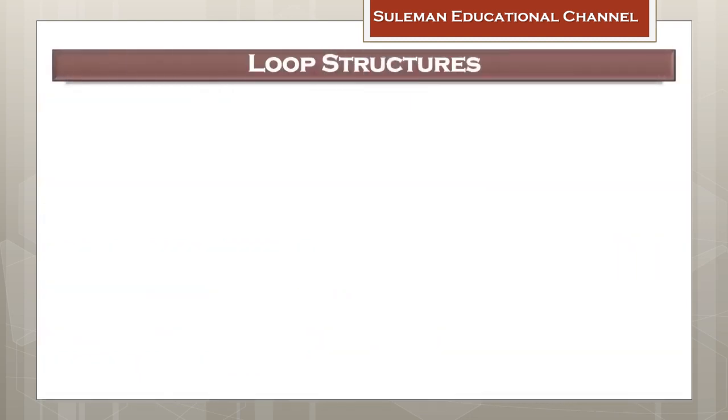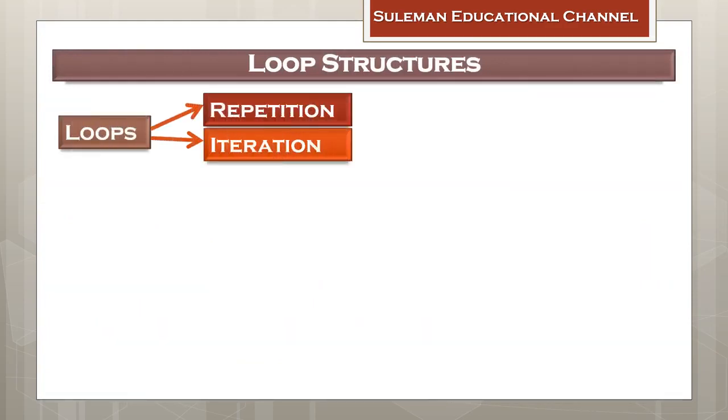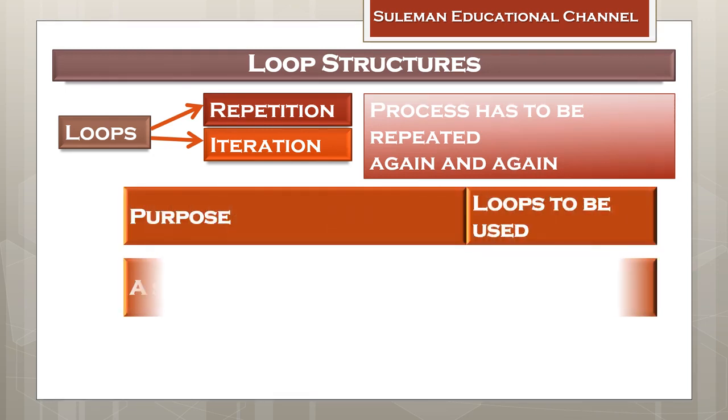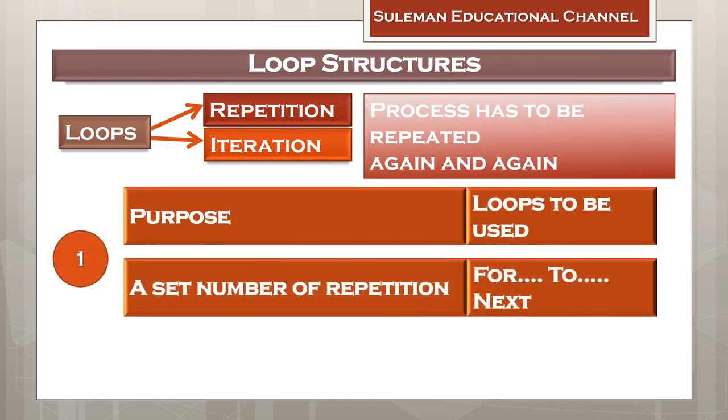Now, in this part, we are going to discuss loops. Keep in mind, loop means repetition or iteration. It means that a process has to be repeated again and again for a certain number of times. There are three different types of loop. The first one is the for to next. This loop is used when we know that the process will be repeated for the exact number of times. For example, if we know that the loop has to repeat 20 times, then we are going to use for loop.